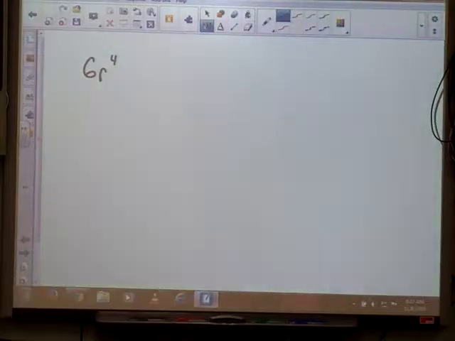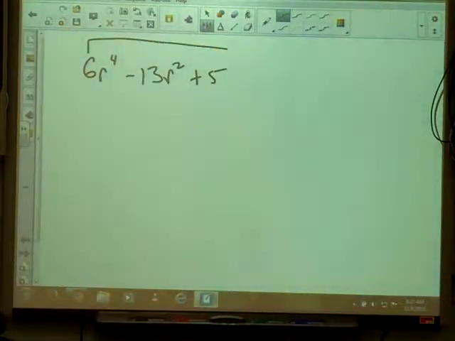6r to the 4th power minus 13r squared plus 5. All right, y'all simmer down. Good thing on this with the 4th power is that it can still break down in your two parentheses as r squared and r squared. So you can still do this the same way. You'll just have squareds instead of firsts in there. There's no GCF because 13 is prime and 5 is prime. A times C is 30. Factors of 30 that add to negative 13?